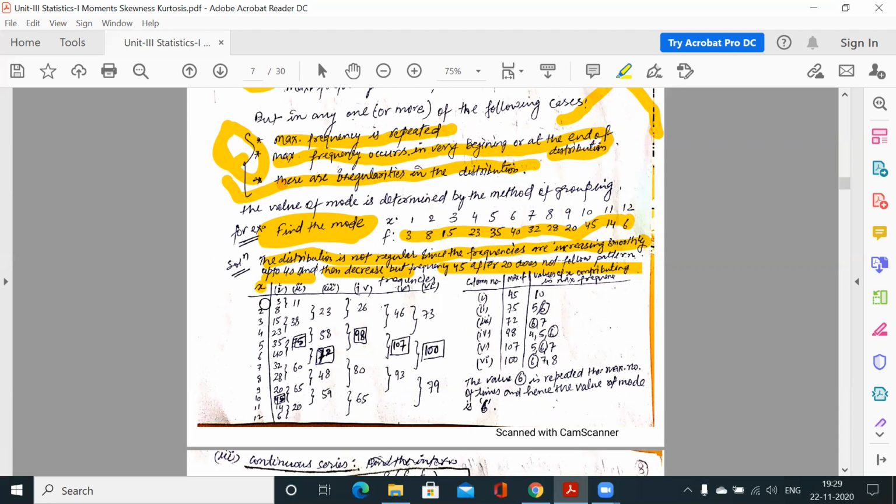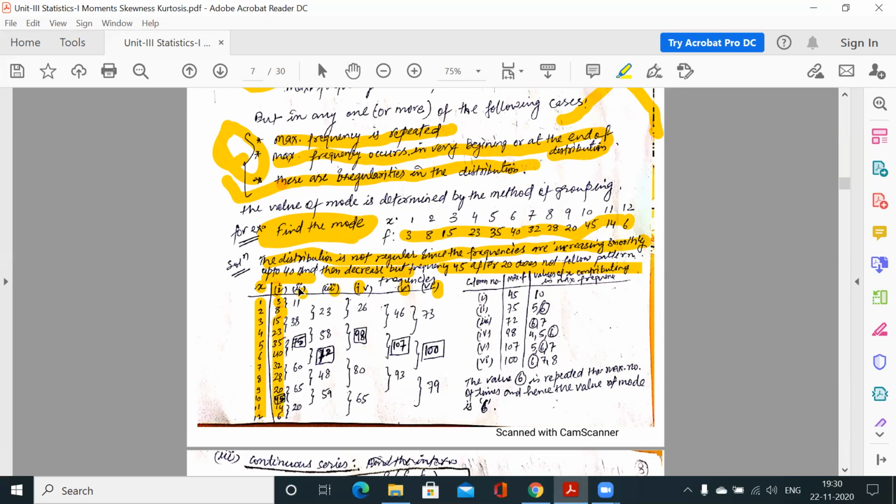Write the x values sequentially. Next, we have to identify the columns: first column, second column, third column, fourth column, fifth column, sixth column. All these columns are with respect to frequencies. So we first write the frequencies directly: 3, 8, 15, 23, 35. This is the first column, with respect to frequencies.